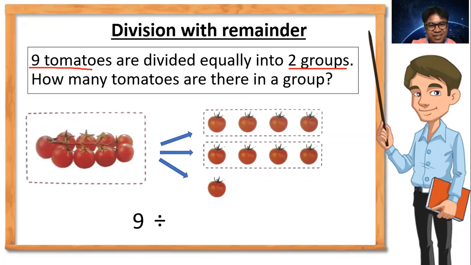Okay, 9 divided by 2 equals how many groups? 1, 2. Oh, no. How many tomatoes? Not groups. How many tomatoes in each group? So 1, 2, 3, 4. So there are 4 tomatoes and 1 remainder. Okay, so that's division with remainder.